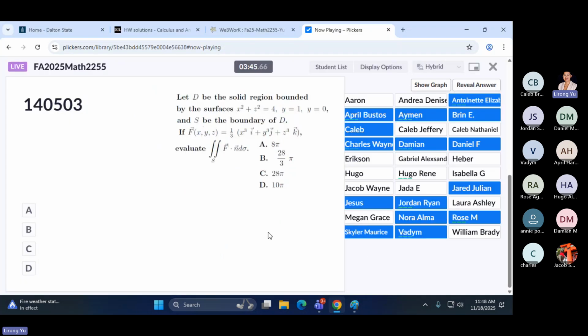Okay, I hope that gives you some help as far as finishing up the calculation. Our final answer should be 28 over 3 pi. Any questions?